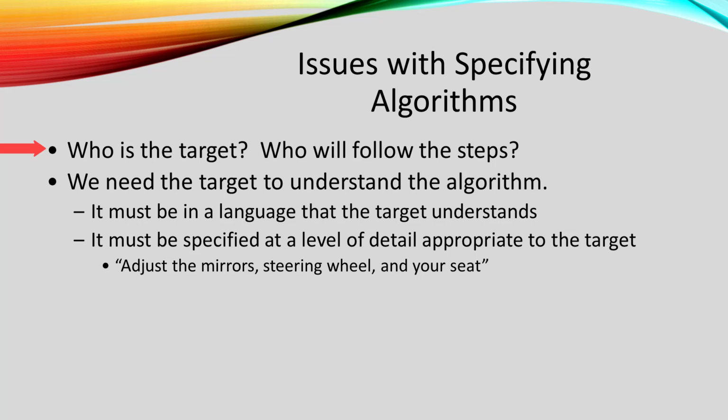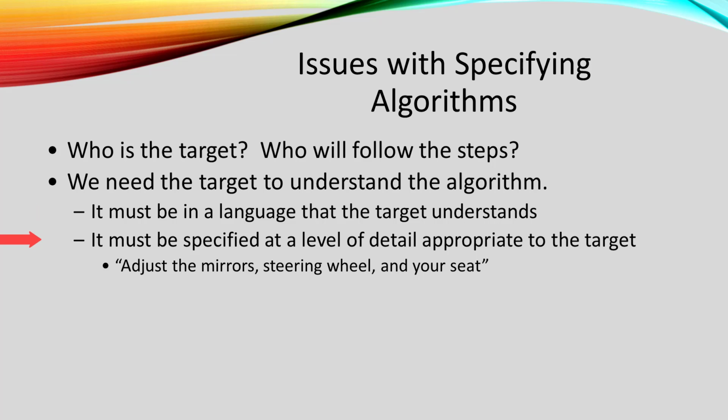We call the thing that is going to execute the algorithm the target. In order for this to work, we need to think about who or what the target is, and we have to word our algorithm in a language that our target understands. If the person starting the car only speaks Korean, our example algorithm is useless. The target can't understand the instructions, so he can't execute them.